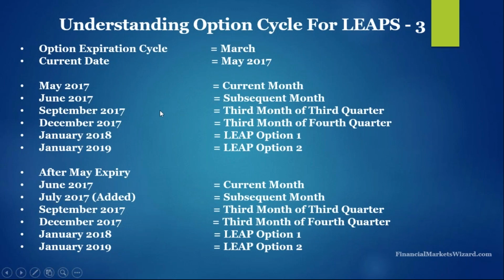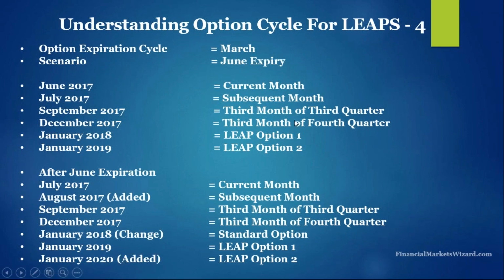So if you're trading a stock somewhere here, May and June, by looking at this September and December month, you know that this stock is on the March expiry cycle. And when May expires, June will become the current month, and you know that we always have a subsequent month, so July will be added. So in advance, you know which month will be added. This gives you an edge or better planning for your trade.